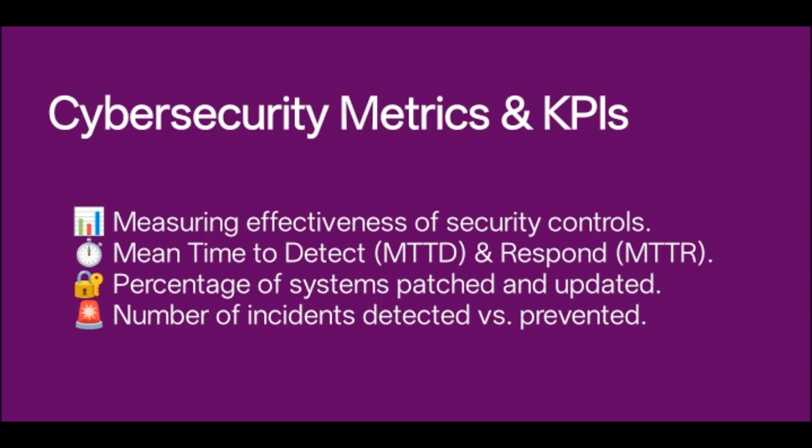Now let's talk about the number of incidents detected versus prevented. This metric helps organizations understand the balance between proactive and reactive security. For instance, how many phishing attempts were blocked by email filters before reaching users, versus how many phishing attempts actually reached users and were reported as incidents? A higher prevention ratio indicates stronger defenses. On the other hand, if most incidents are detected only after they happen, it may suggest that preventive controls are weak, and the organization is relying too heavily on detection and response.